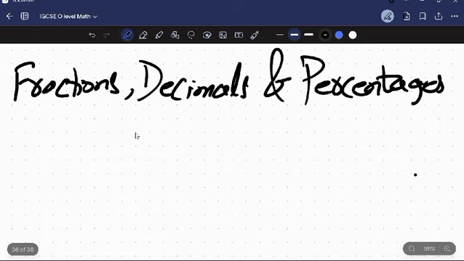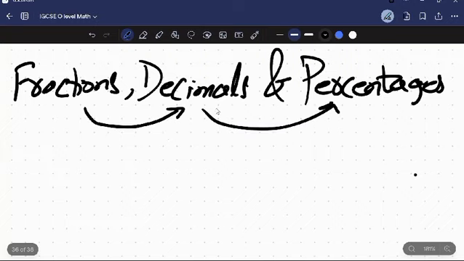In this video, we're going to look at fractions, decimals, and percentages, and how we can possibly interchange between fractions, decimals, and percentages, or vice versa. You can go from percentage to decimals and decimals to percentages. All right. So starting with fractions.